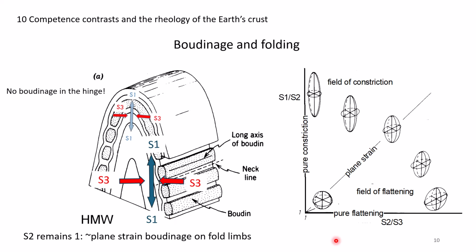Let's have a look at the Flynn diagram. Here we see that illustrated along the line of plane strain. One axis remains constant. That would be the S2 axis. The S3 axis shortens, the S1 axis stretches, and that is the strain type that would form these rod-like boudins. Along the rod axis, no strain occurs, neither stretching nor shortening.